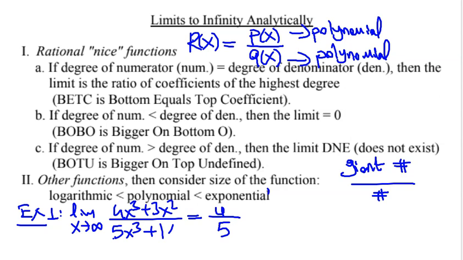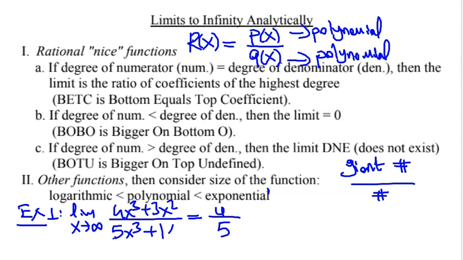As I told you, remember that we had three cases. The first case, if the degree of numerator is equal to the degree of denominator, then the limit is going to be equal to the ratio of the leading coefficients. And the second case, if the degree of numerator is less than the degree of denominator, then the limit is 0, because you're dividing a number by an infinitely large number.